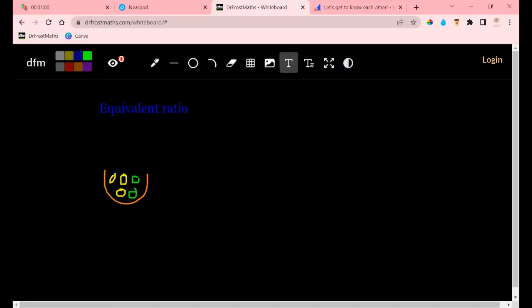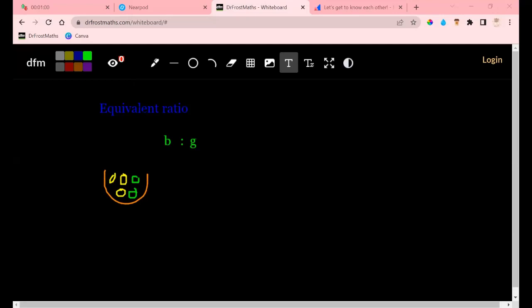So the ratio of banana to grapes. One minute, please. I hope you cannot hear the background noise. If you can hear the background noise, don't mind it.